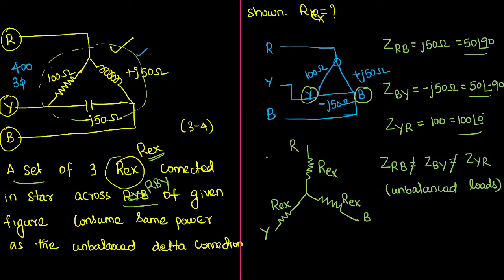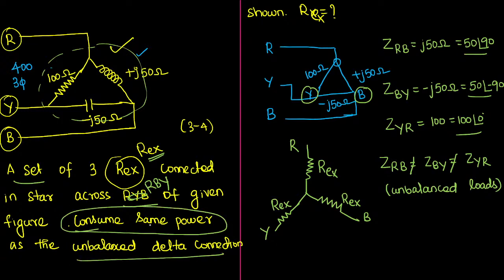Now what have they done? This RYB sequence is connected with the 3 external resistors. They are in star connection. Star connection is connected with the same RYB terminals. When connected like that, it is consuming the same power as the unbalanced delta connection. Mark this word: same power as the unbalanced delta connection shown.